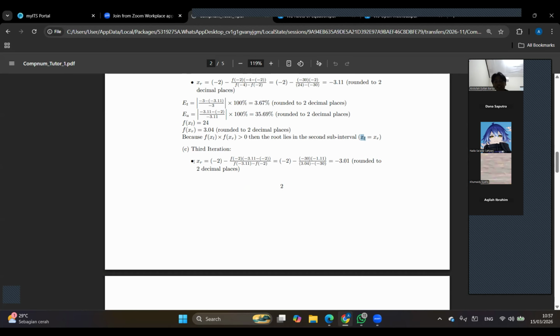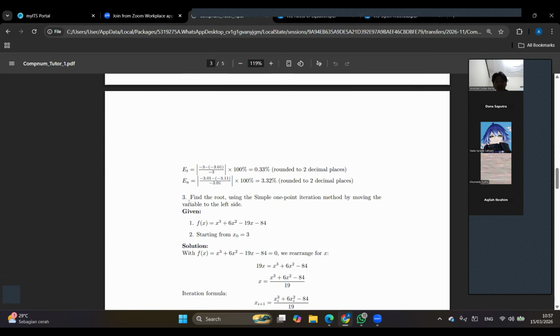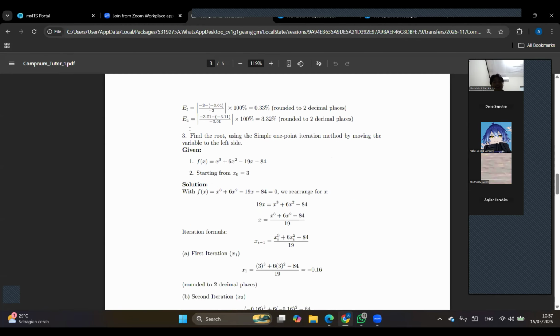And for the third iteration, it's basically the same. We search for the XR. We got that it's minus 3.01. We search for the error true. It's 0.33%. And the error approximation is 3.32%. Okay, now we continue to the third question.